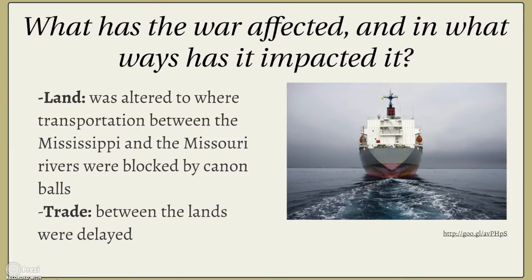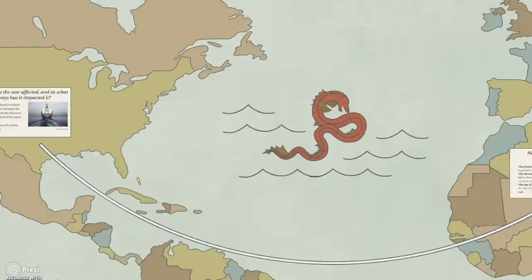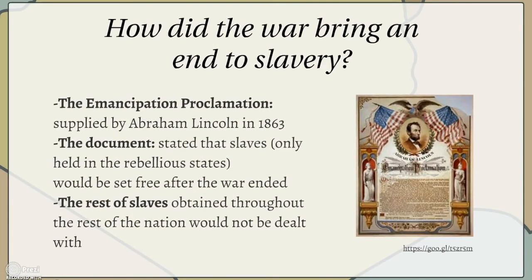What was affected by the war? Land between the Mississippi and Missouri rivers were blocked by cannonballs. Cargo packed on ships were also delayed. How did the war end slavery? The Emancipation Proclamation was a document signed by Abraham Lincoln, the 16th president, which stated that slaves held within the rebellious states would gain their freedom.